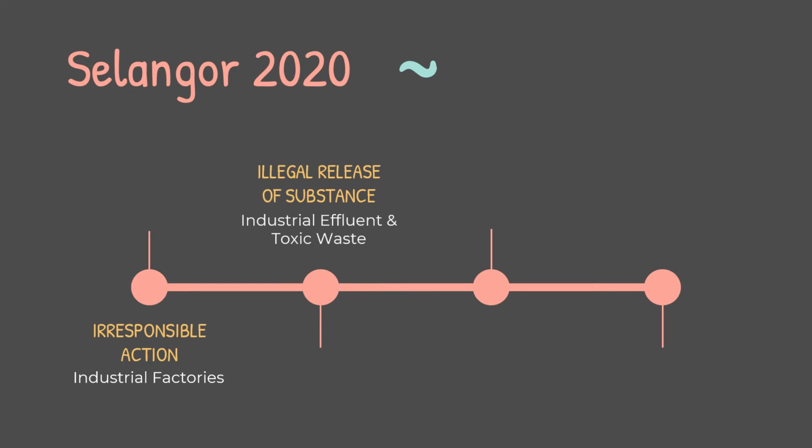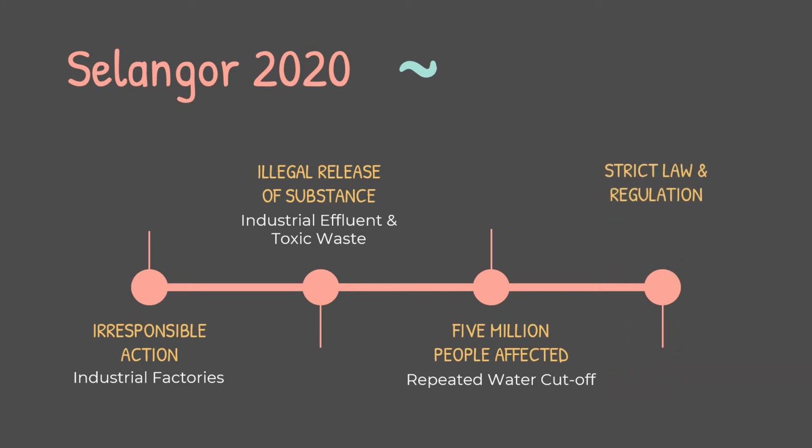This never-ending issue has affected an estimated 5 million people in Selangor and Kuala Lumpur, as they had to suffer repeated water cut-offs. Since water is considered a basic necessity, it is essential for the authorities to enforce stricter law and regulation. This crisis needs to come to an end, and those environmental criminals should be punished accordingly.